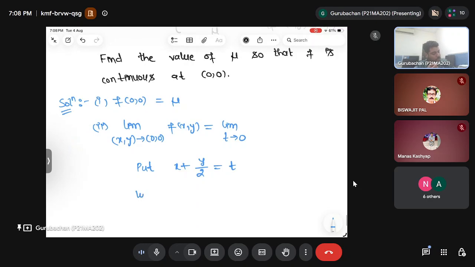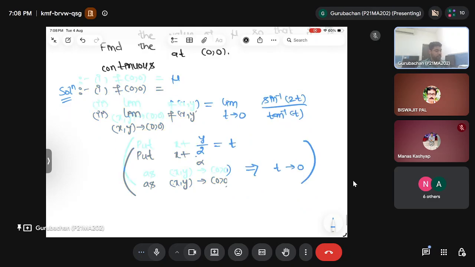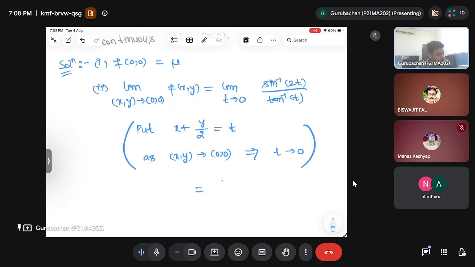Now how will the limit change? We know that as (x, y) tending to (0, 0), it will imply t tending to 0. So this will be limit t tending to 0 of sine inverse 2t divided by tan inverse t. Is it correct? Yes, sir. Again 0 by 0 form, so we need to differentiate it.